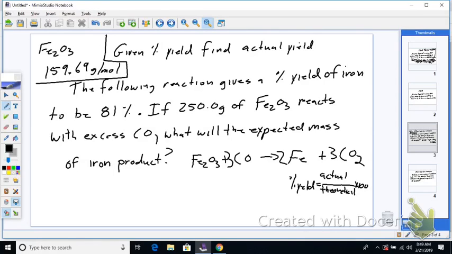On this one, we don't know the actual yield. We're asked to solve for this. So we're solving for the actual yield. But we can find the theoretical, and then we can rearrange your equation to solve for it. So go ahead, use that equation and the 250 grams of Fe2O3 to solve for grams of iron. That's what you're looking for here, iron product. So go ahead and do a mass to mass and see what you come up with.